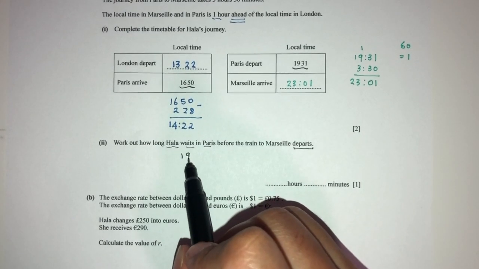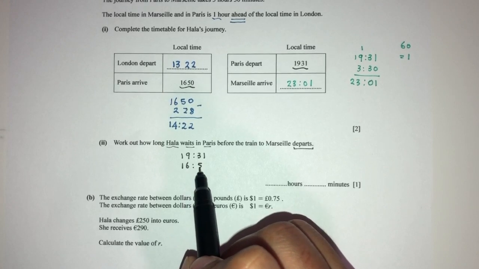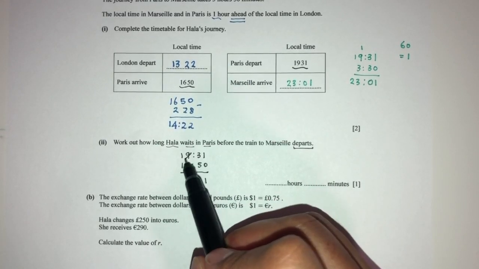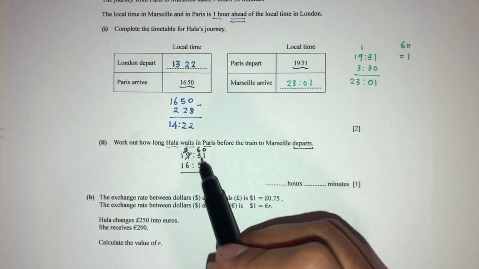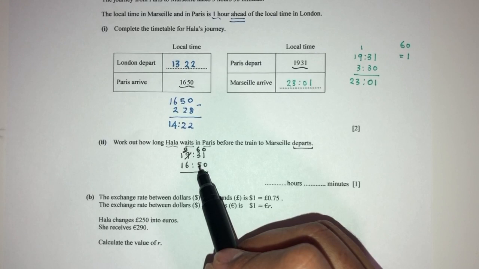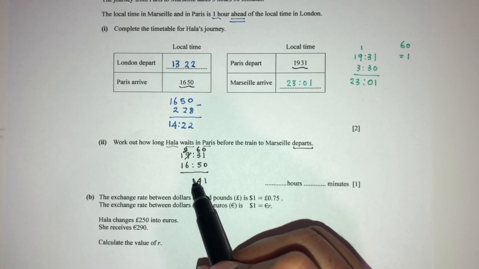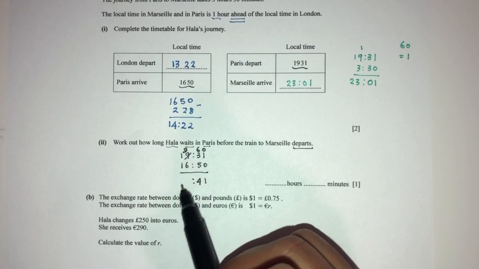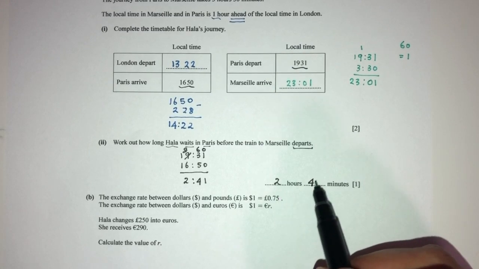That'll be 19:31 minus 16:50. That'll be 1, obviously, that'll be 8, and that'll be 6. 10 minutes. So 6 minus 5 is 1. 1 plus 4 is 4, sorry. And then here we have 18 minus 16. That will be 2. 2 hours and 41 minutes.